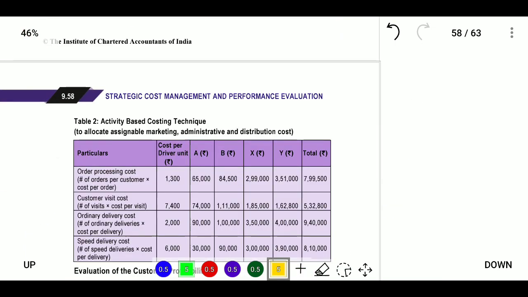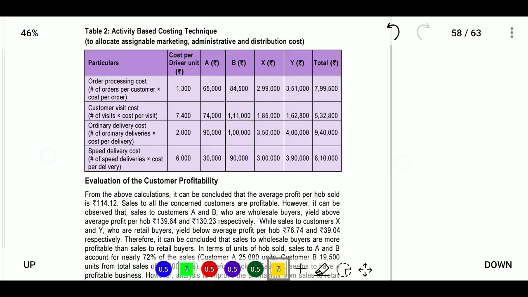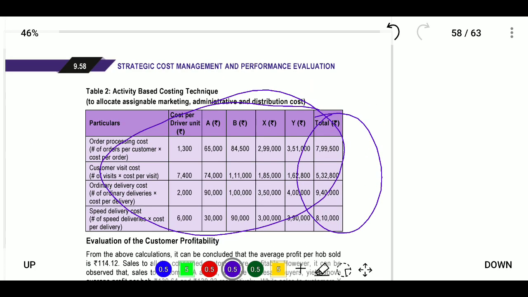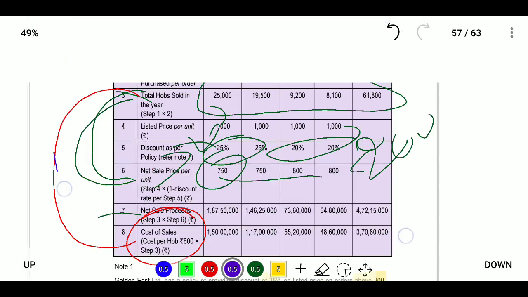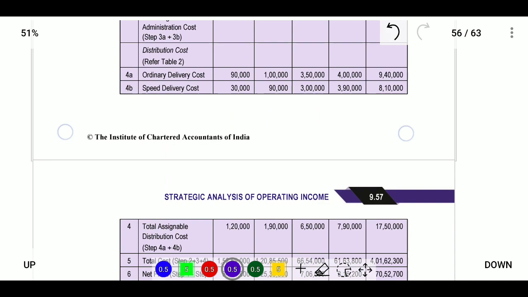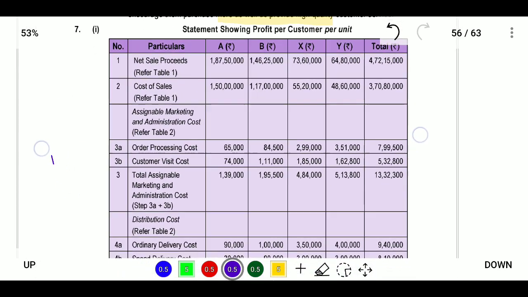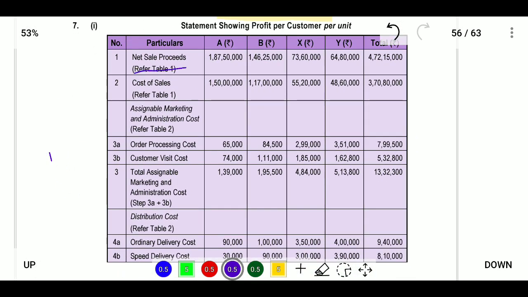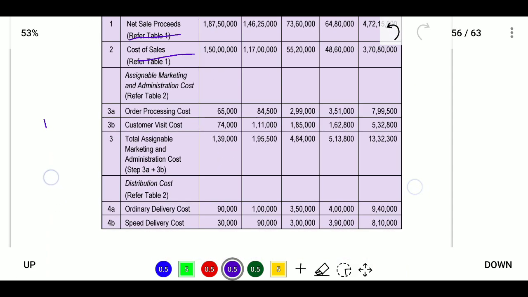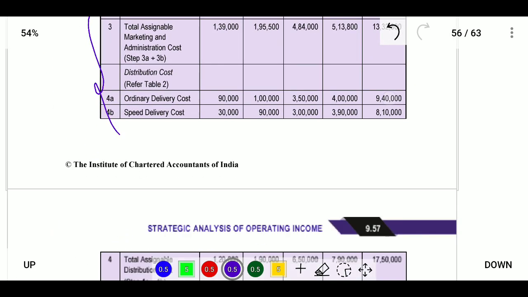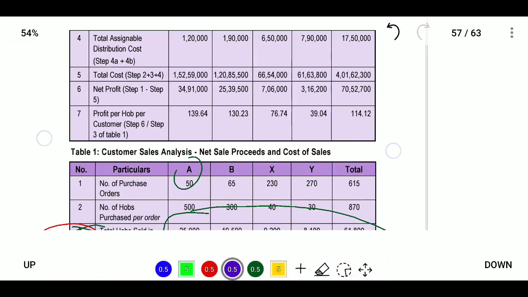Next we will get the allocatable cost, administration. We calculated this in the question itself, based on those cost drivers. All of this will be taken for customer profitability independently. So we will calculate the sale proceeds here. From table 1 we will get the cost of sales, and then we will get the profit, and we will see the profit percentage.